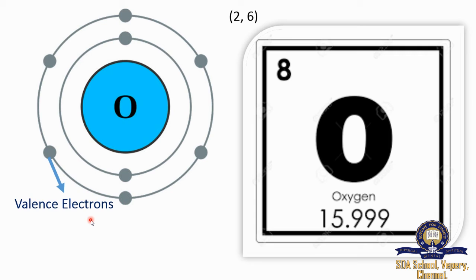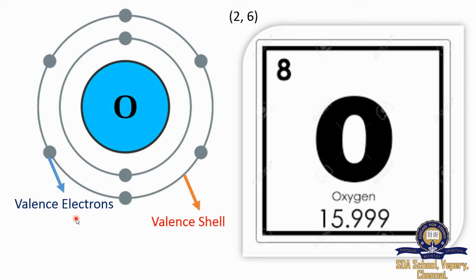The outermost shell, or it can be called orbit, is called the valence shell, and the electrons present in the valence shell are called valence electrons. Whenever the atom of an element contains 8 electrons in the valence shell, then that would be the most stable arrangement of an atom.